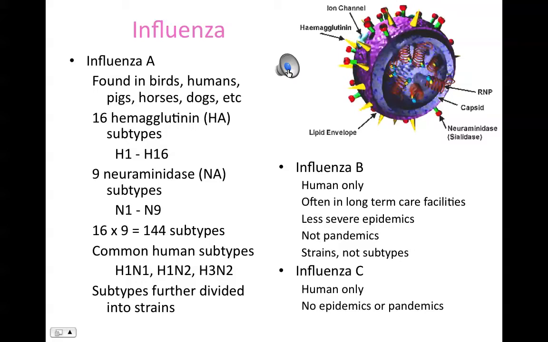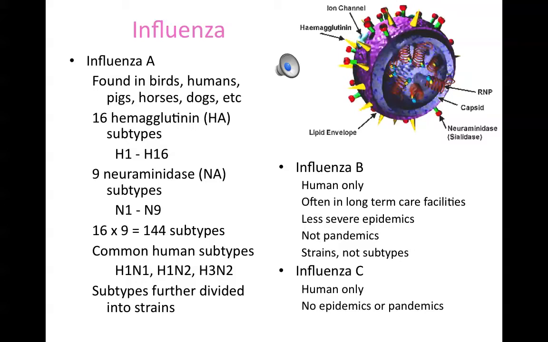You might recall that we mentioned that influenza viruses have spikes. We have hemagglutinin spikes and neuraminidase spikes. There have been 16 different types of hemagglutinin spikes discovered so far and 9 different types of neuraminidase spikes. With all the possible combinations of H and N spikes, it's possible to have 144 different subtypes of influenza virus.